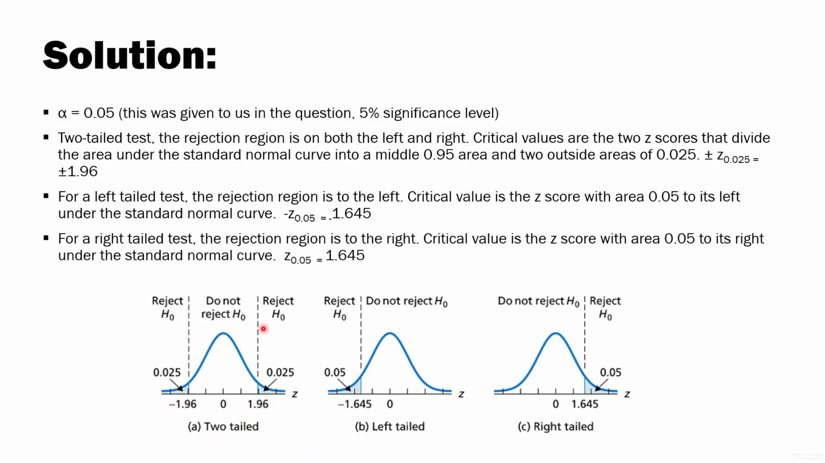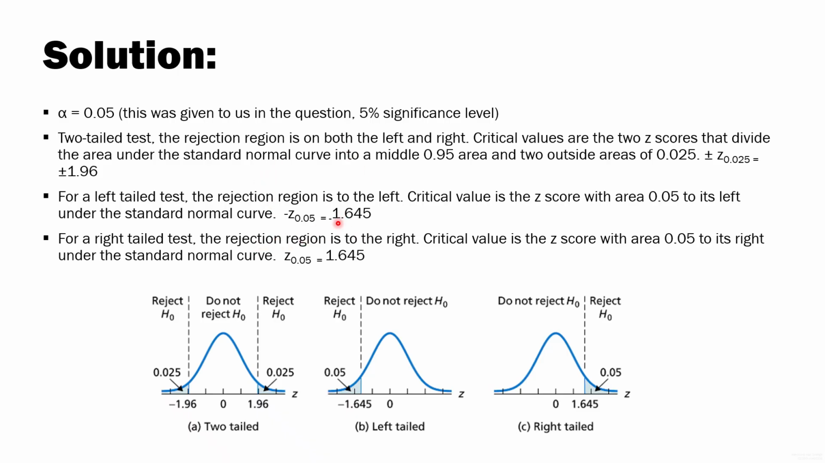And so this makes those critical points to say if your number is below 1.96 but higher than negative 1.96, you will not reject your H0. Now for the left side, the rejection region is to the left, and the critical value is the z-score with the area 0.05 to its left under the standard normal curve. So that means it's going to be z 0.05, but since it's the left, we know it's negative.